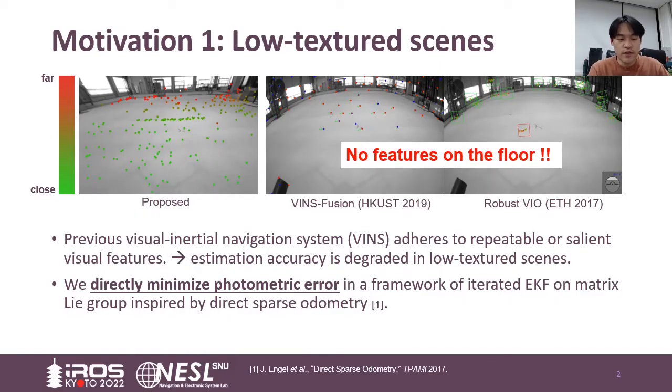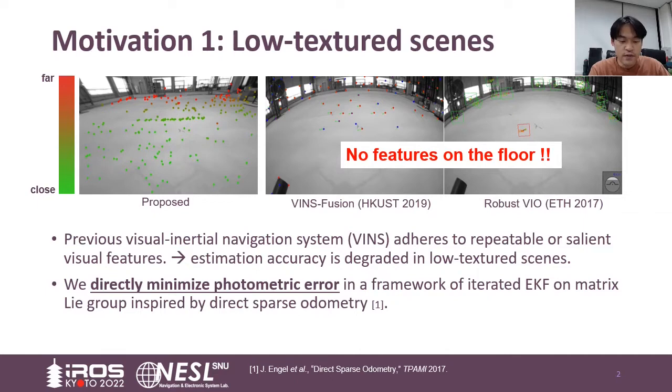The first motivation of this work is to deal with low-textured scenes. Most of the previous visual inertial navigation systems, VINs, adhere to repeatable or salient visual features. Therefore, estimation accuracy would be degraded in low-textured environments. An example is shown where VINS-Fusion and robust VIO do not track many features on the low-textured floor.